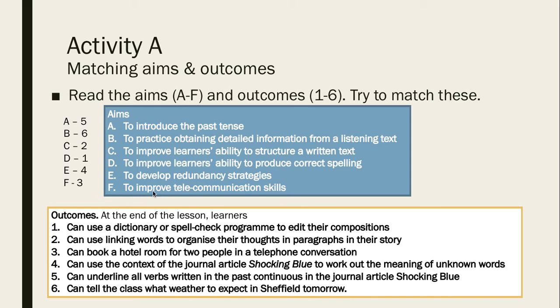And then finally, to improve their telecommunication skills, our outcome would be 3. They can book a hotel room for 2 people in a telephone conversation. We see constructively aligned aims and outcomes.